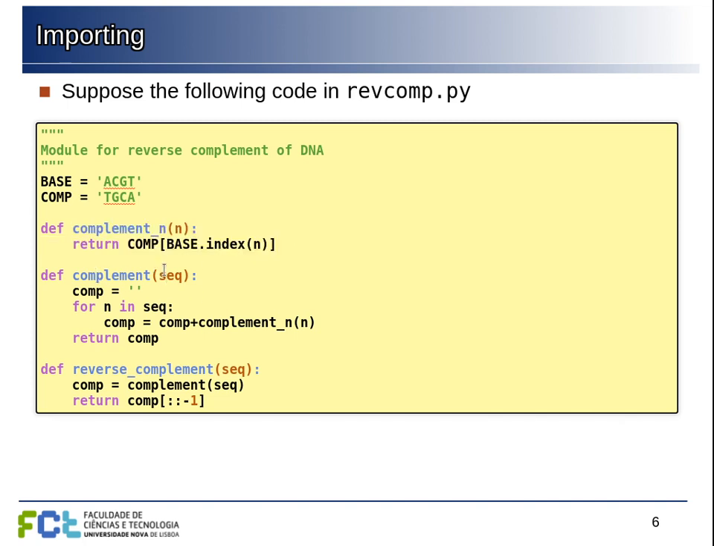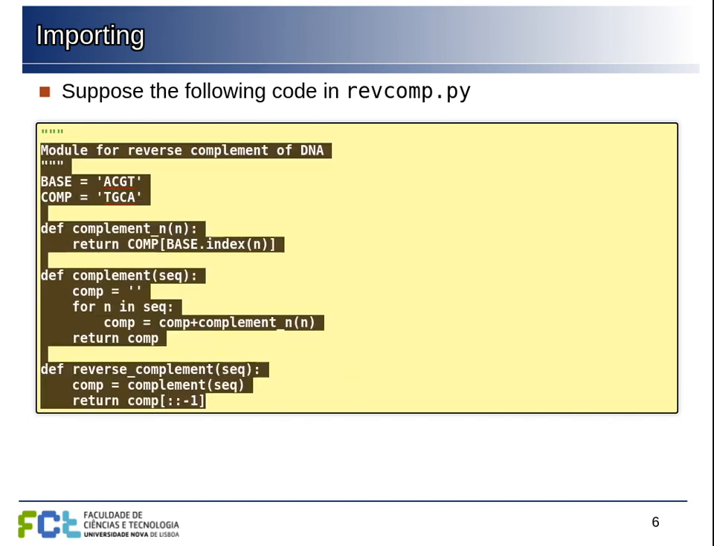The complement of a sequence: we start with an empty string, and for each nucleotide in the sequence, we get the complement of that and add it to the string. So we keep growing the string like this, and we return the complement. If we want the reverse complement, then we just call the complement function and return the string in inverse order. This is a slice going from the beginning to the end of the string, but with a step of -1, so it's actually going from the end to the beginning and reversing the order.